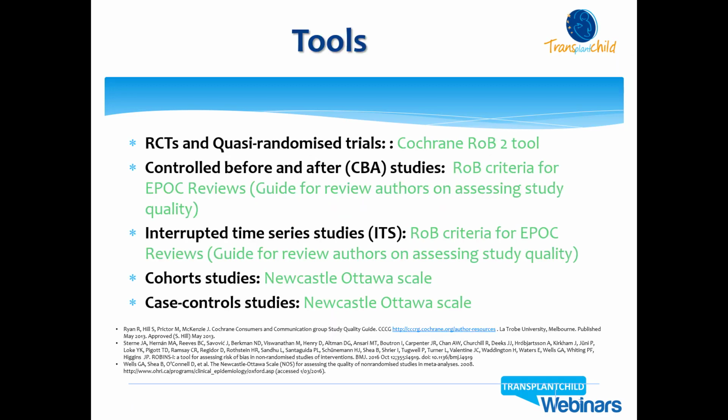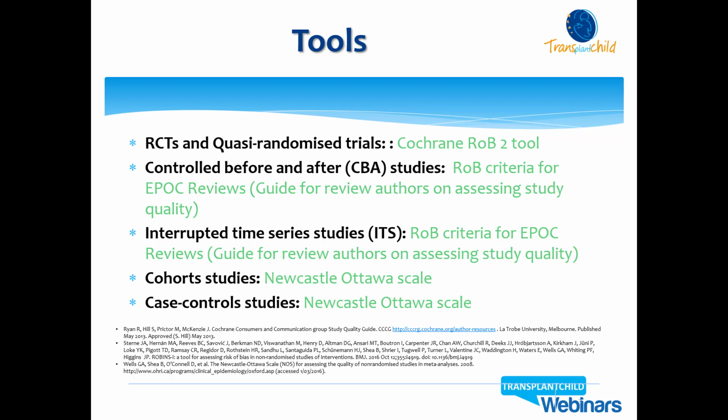So the tools we are going to use for our included studies are these you have now on the screen. For RCTs and quasi-randomized trials, we are going to use the Cochrane risk of bias tool, which is mainly based on RevMan, Review Manager, but probably we are going to use an Excel spreadsheet because it's easy for all of us. In terms of controlled before and after studies, and also for interrupted time series, we are going to use the risk of bias criteria for the EPOC reviews, which is a guide for review authors on assessing study quality.